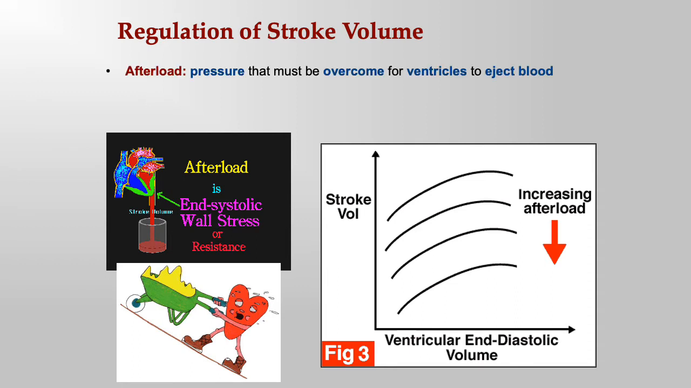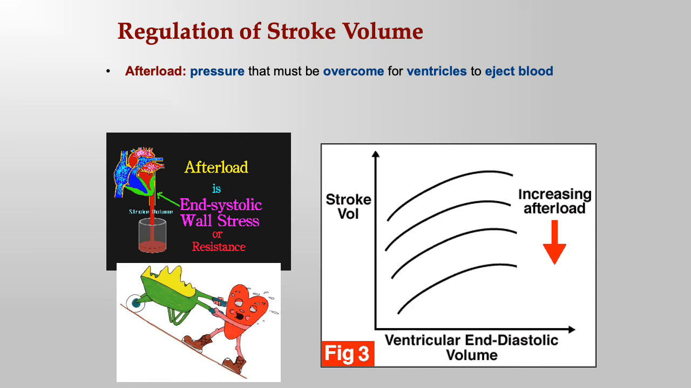Then afterload. Afterload is the pressure that must be overcome for ventricles to eject blood. So think about in the aorta. Remember how the aorta, we have the ascending aorta, it makes that arch. Well, so when the left ventricle contracts, it pumps blood up through the semilunar valve. Some of that blood will go over the hump and make it out to the body, but some of that blood will fall back again, right? And that's what closes the semilunar valve.